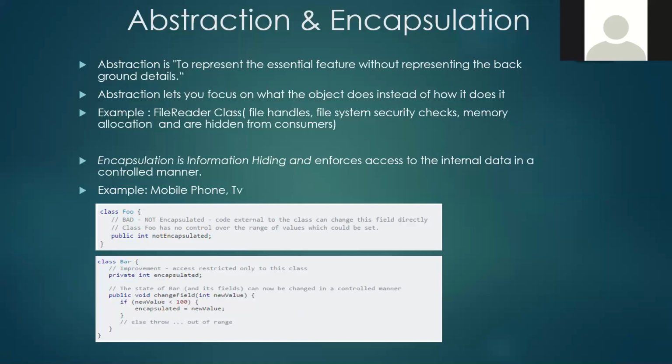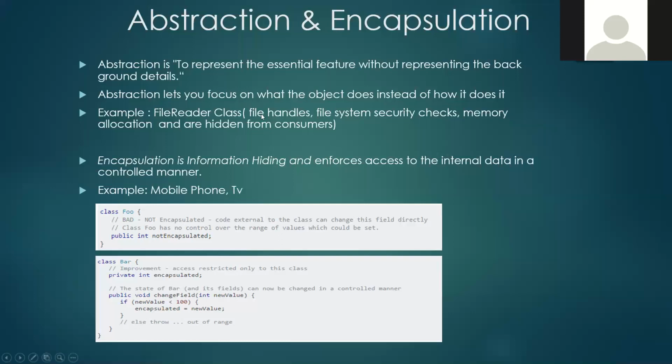It enforces access to the internal data in a controlled manner. What I mean by this is, for example, a mobile manufacturer is manufacturing a mobile phone, right? Whenever you make a call from your mobile, you don't know what it internally does when you type a number and press the call button. These things are encapsulated inside a method, inside a separate class, which you don't have access to. The only thing you know is how to press the call button, but the rest is encapsulated, so it is hidden from you, right?